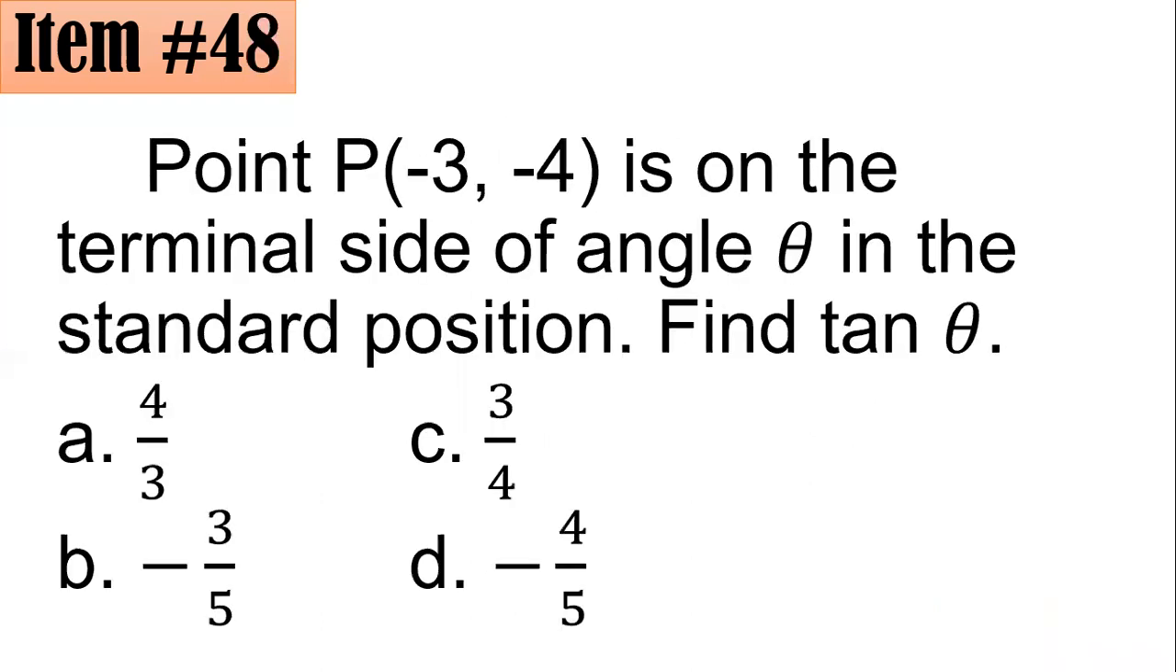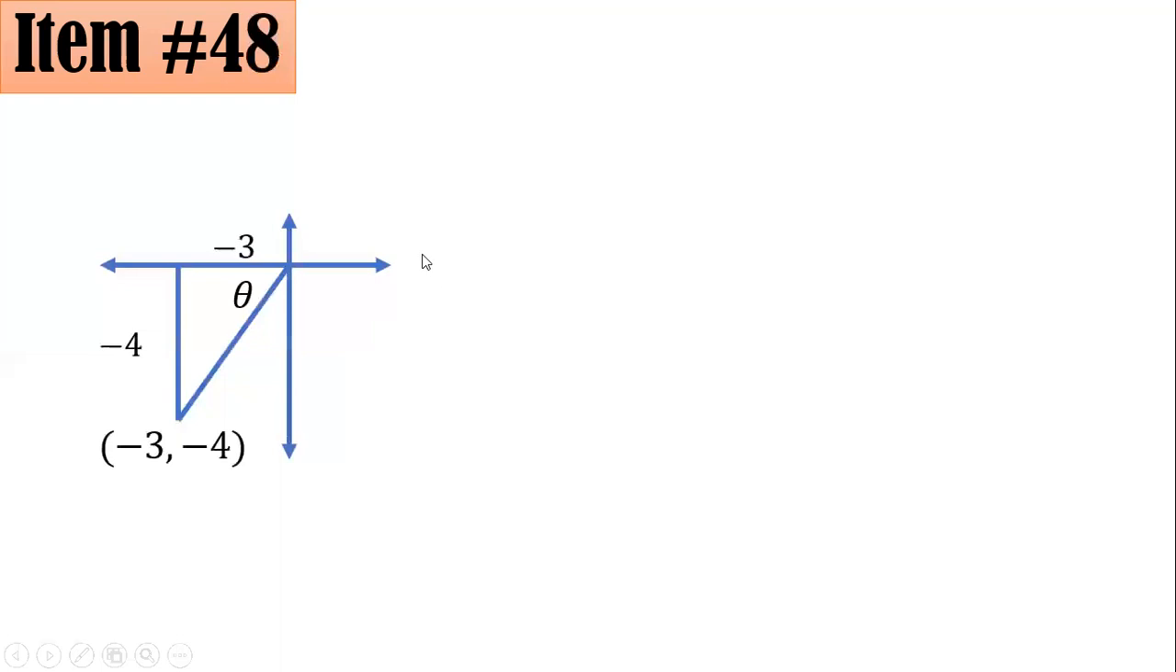48. Point -3, -4 is on the terminal side of angle theta in the standard position. Find tangent theta. Is it 4/3, -3/5, 3/4, or -4/5? When we speak about an angle in standard position, it's understood that it's rotated from the positive side of the x-axis. And since the coordinates here are both negative, the terminal side of the angle should be found at the third quadrant.